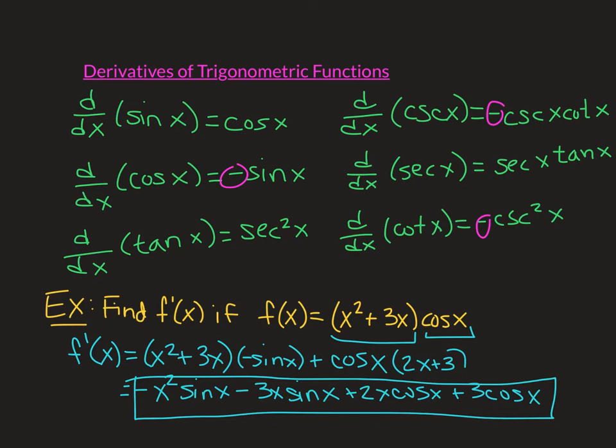I do want to mention just a mathematical convention. Generally, when we have a polynomial such as x squared and a trig function such as sine x, we usually like to put the polynomial first. That's just a normal way of writing it. So the way I wrote it here would probably be the best way to write it out.